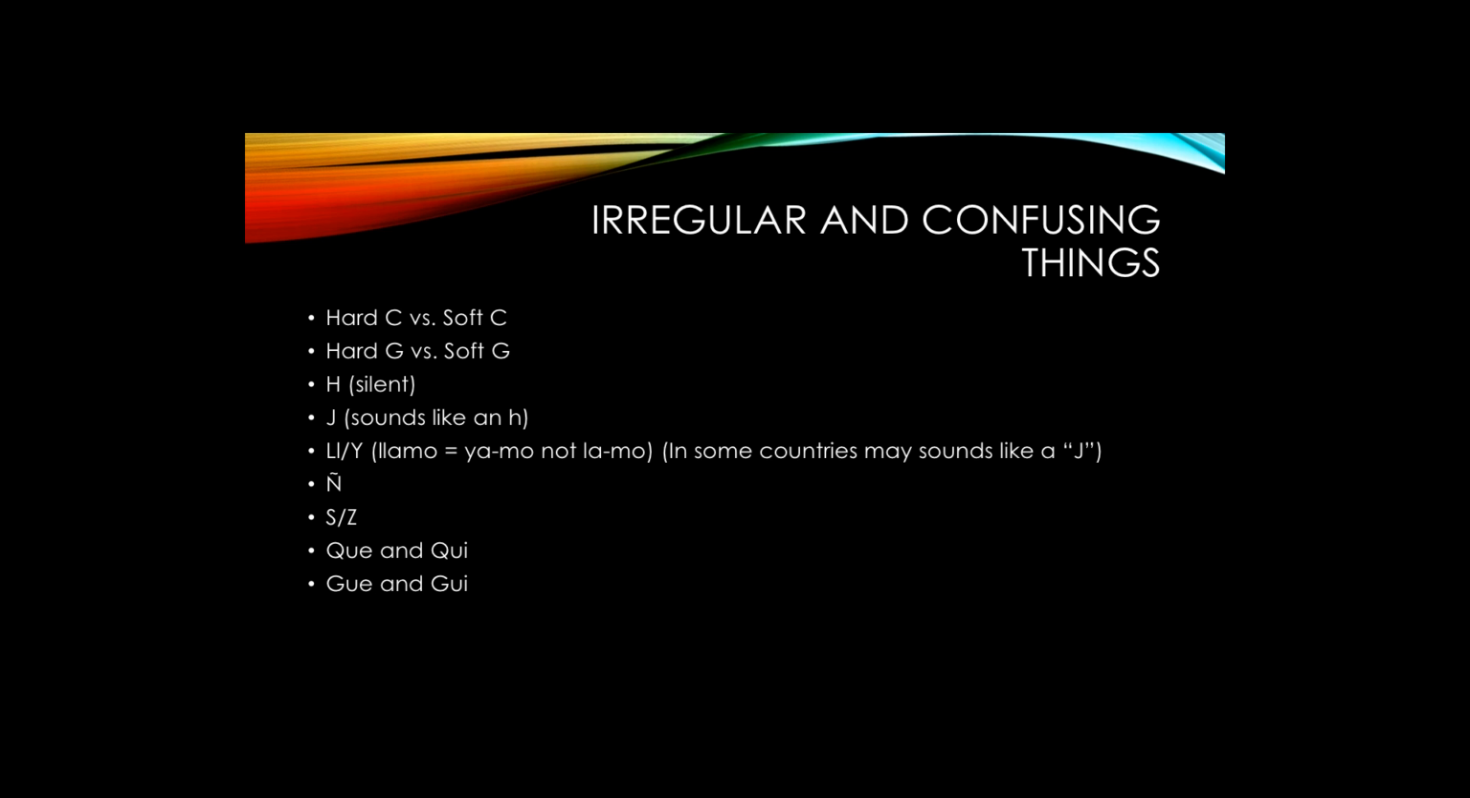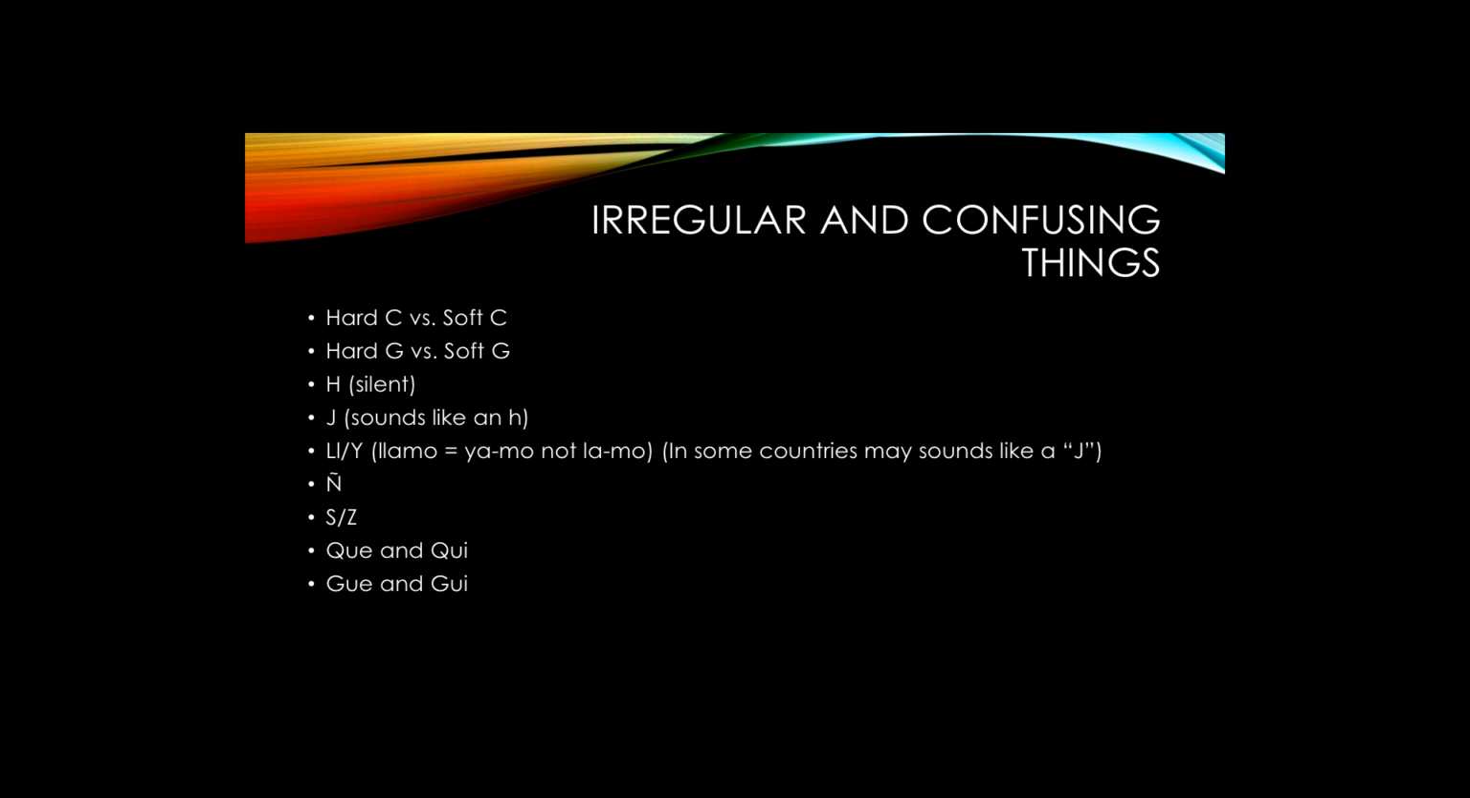Then you have your double L or your Y. So remember, you want to say "yamo," not "lamo," because when you say "me llamo," it sounds like you're saying "my llama," when actually you're saying "I am called," or "I call myself" specifically. Then you have your N with this little squiggly line called the tilde, and that's very important because if you forget the tilde, you'll offend somebody. Then you have your S and Z sounding the exact same.